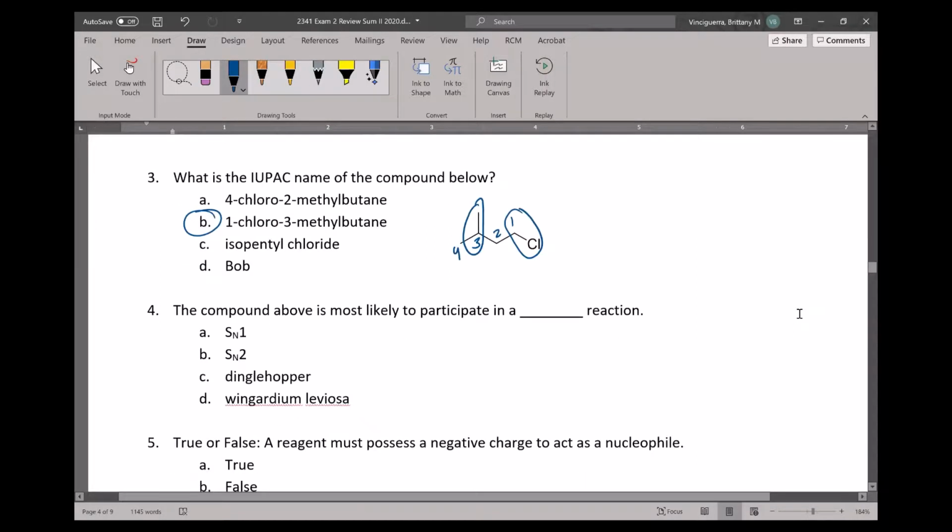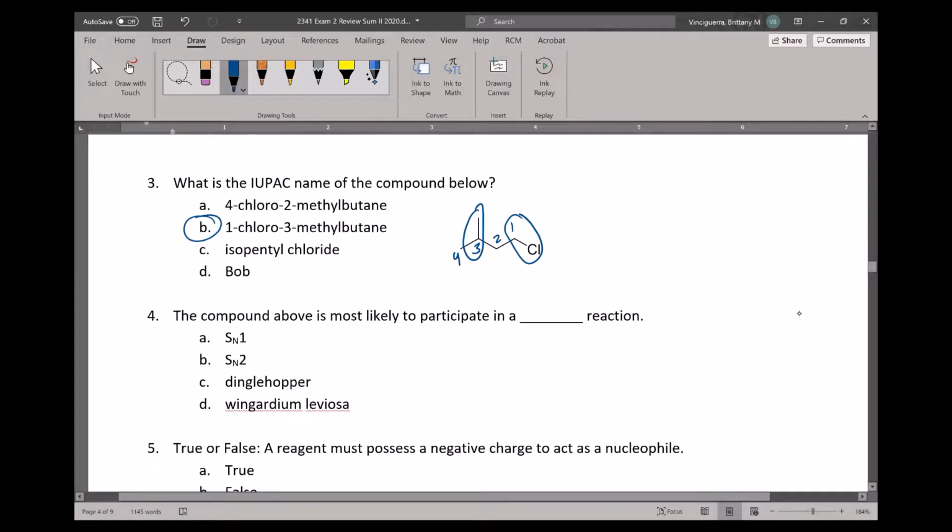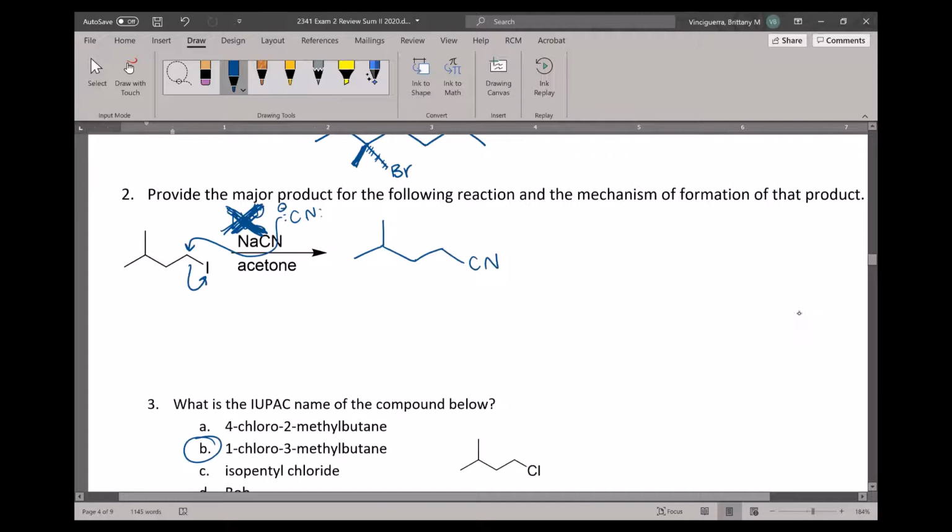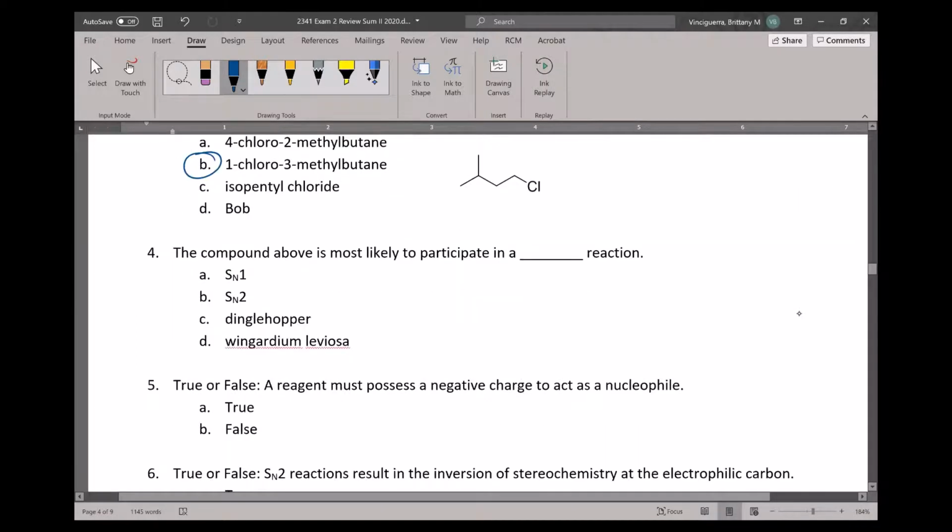Okay, what type of reaction is this compound most likely to participate in? SN2. Yeah, it's really unfortunate that I put it right under this problem. I didn't mean to do that because it's very similar. This was from a quiz where I was trying to be helpful and give people some points, which is why the ridiculous answers exist.